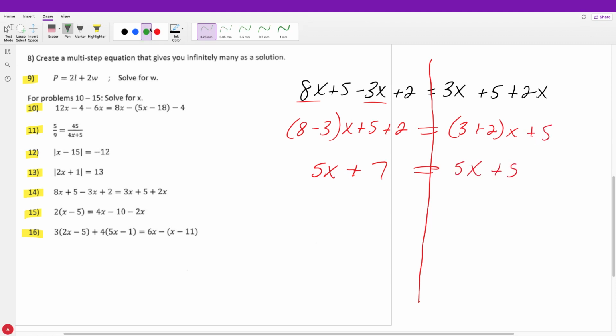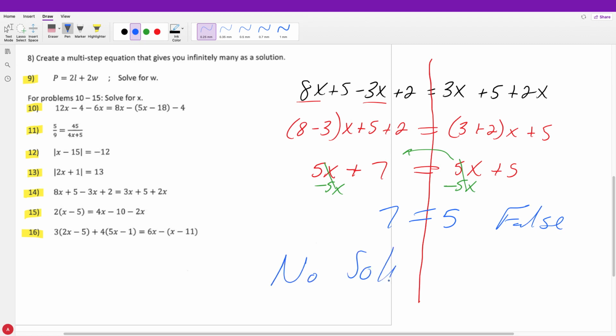You might be able to know what the answer is right now just by looking, but let's take this a step further. So I need to move my variable. I'm going to move this variable to the left-hand side. Well, when I do this, both of them cancel out. 5x minus 5x is equal to 0 in both of those cases. So now I'm left with 7 is equal to 5. That is a false statement, not true, which then means that there is no solution. There's no value of x that if we were to plug in will actually make this true. So remember, if we get a false statement, it is no solution.